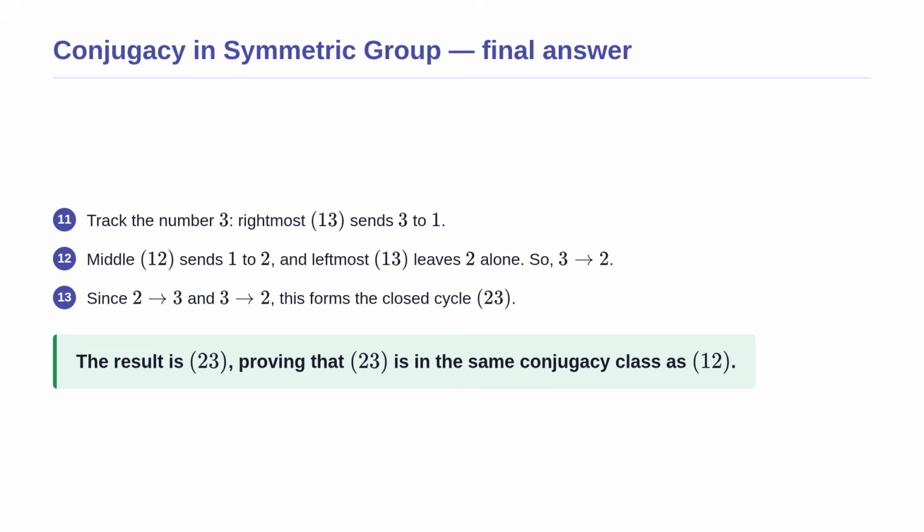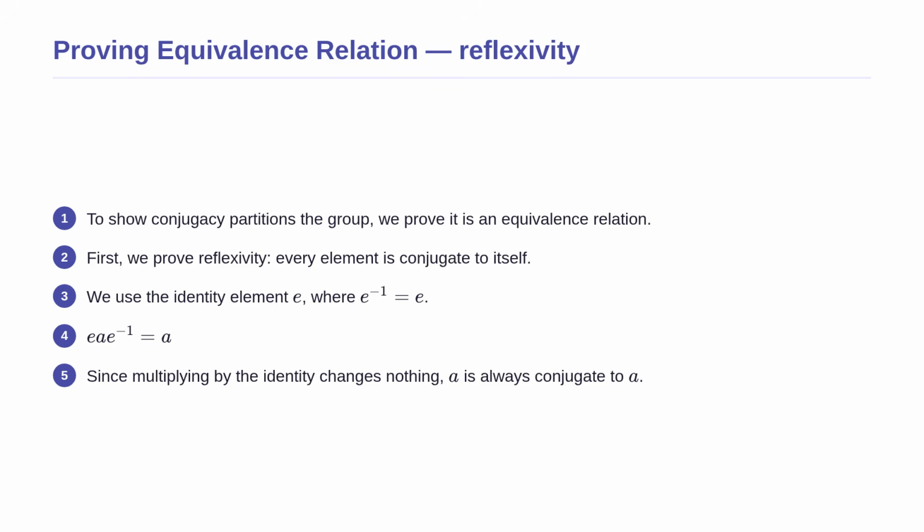If we repeated this for every element, we would find that elements with the same cycle shape always belong to the same conjugacy class. So, we have successfully found a conjugacy class in an example. This brings us to an important theoretical question. Do these classes neatly divide the entire group into non-overlapping families?